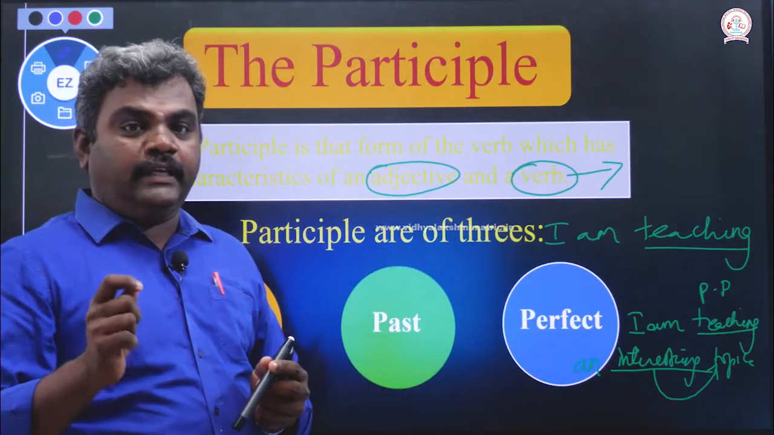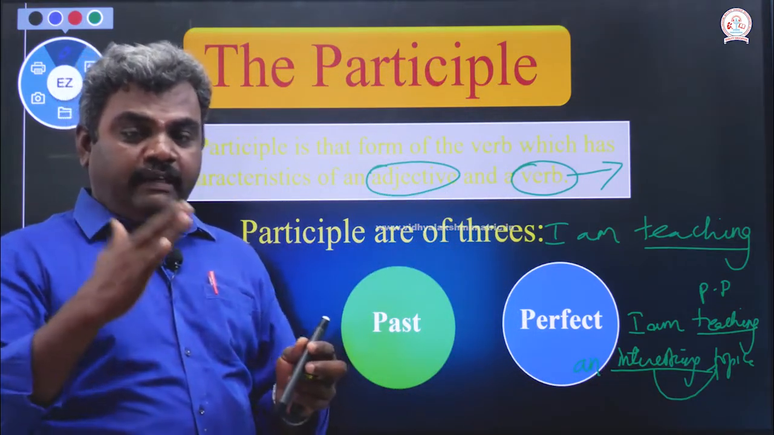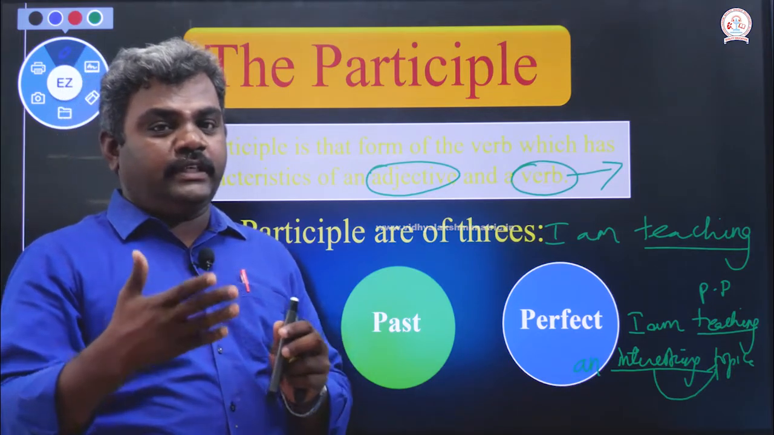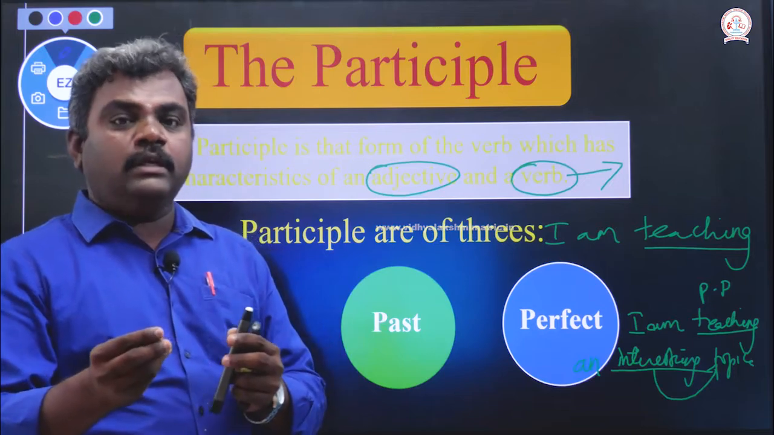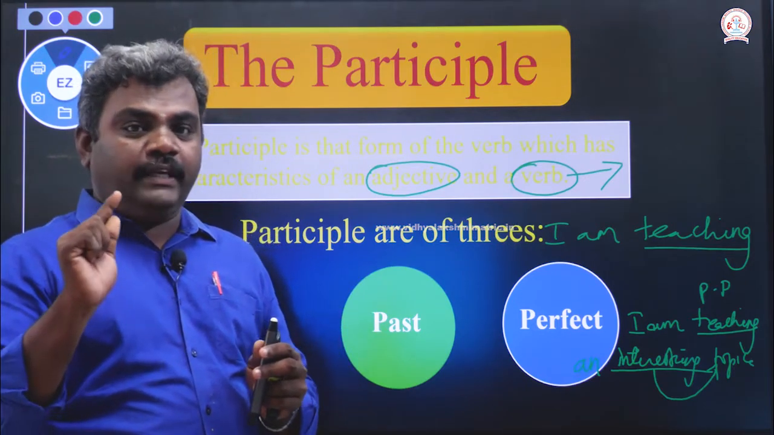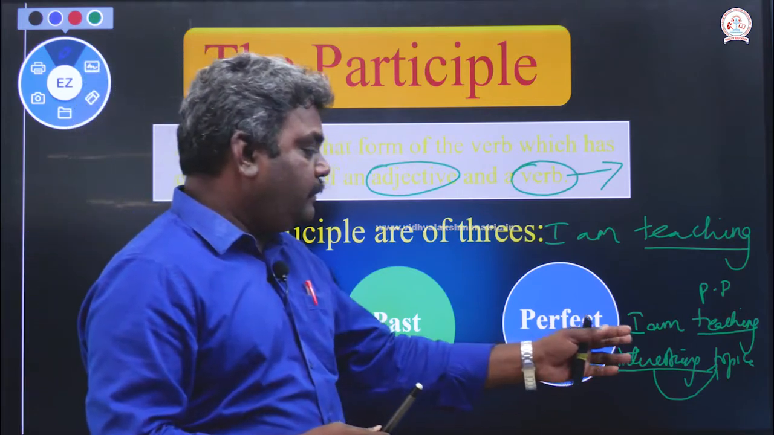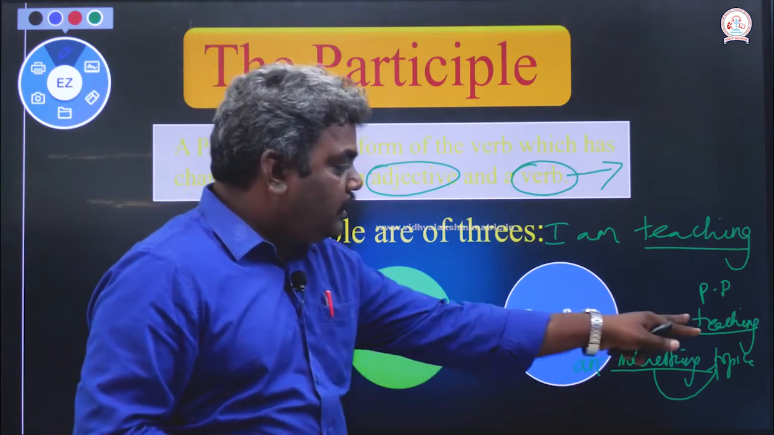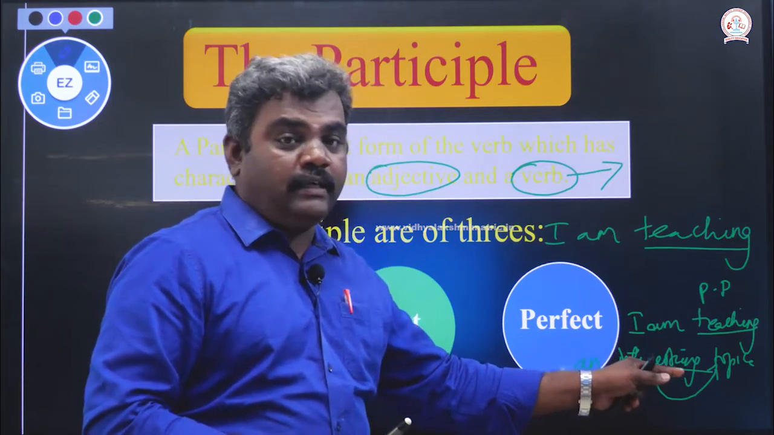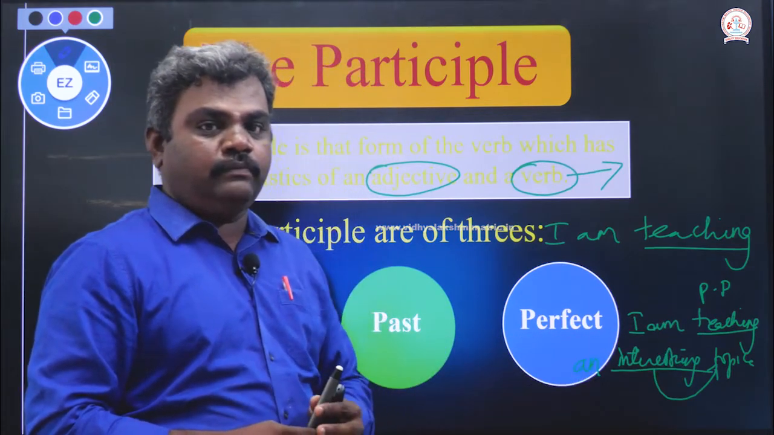Now you have got the clear idea, because even when I was preparing for this class, I was thinking how should we teach this. I have referred to a lot of books, but finally I found that in one sentence we can make students understand very easily. That is, I am teaching an interesting topic. The "teaching" functions as a verb. "Interesting" is functioning as an adjective.